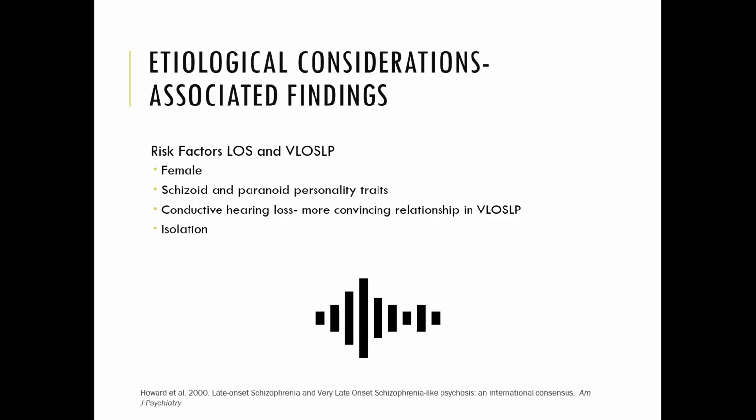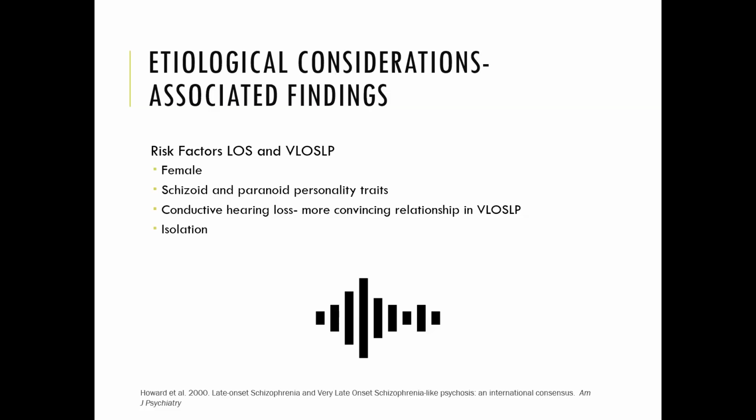There are some hints out there of what could be causing this, because when you think about it, we think of schizophrenia as a neurodevelopmental disorder. So why at 86 would someone develop a syndrome that looks like what people present with at a much younger age? Some of the risk factors are being female and having premorbid schizoid and paranoid personality traits. So there might be some propensity to psychosis.